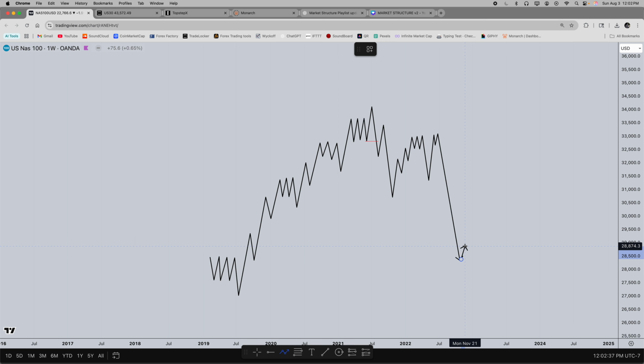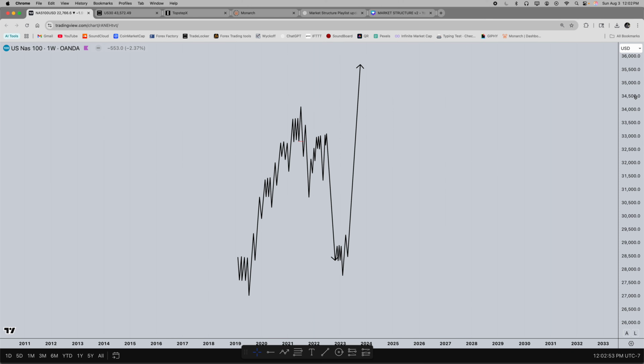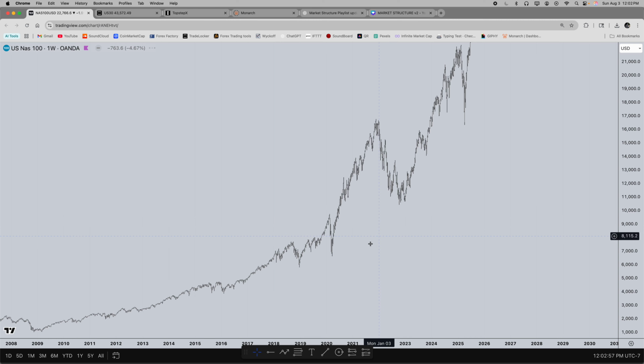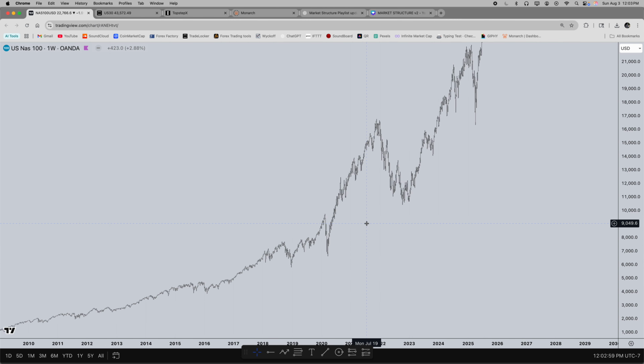And then what happens? More accumulation, more consolidation, another sweep, break above, and all of a sudden price just goes parabolic. Gone. Boom. That's what happens when price is overall uptrending. And this is essentially what happens on the NASDAQ as well.